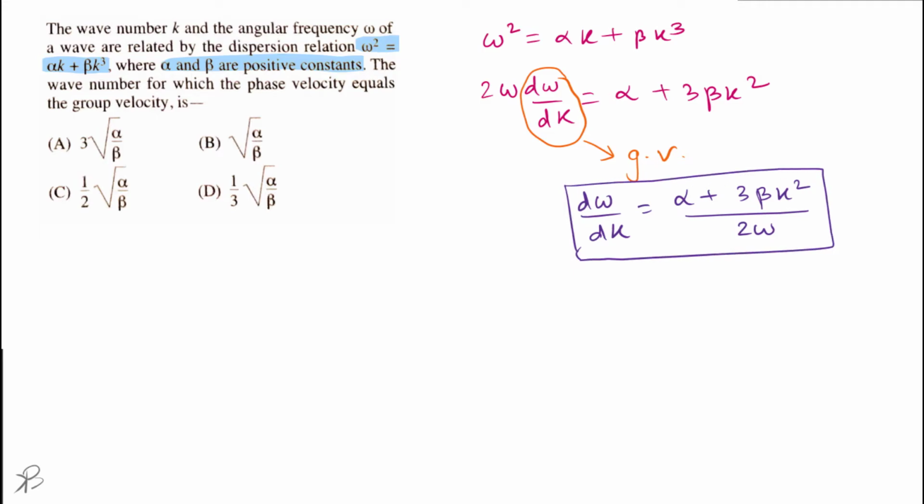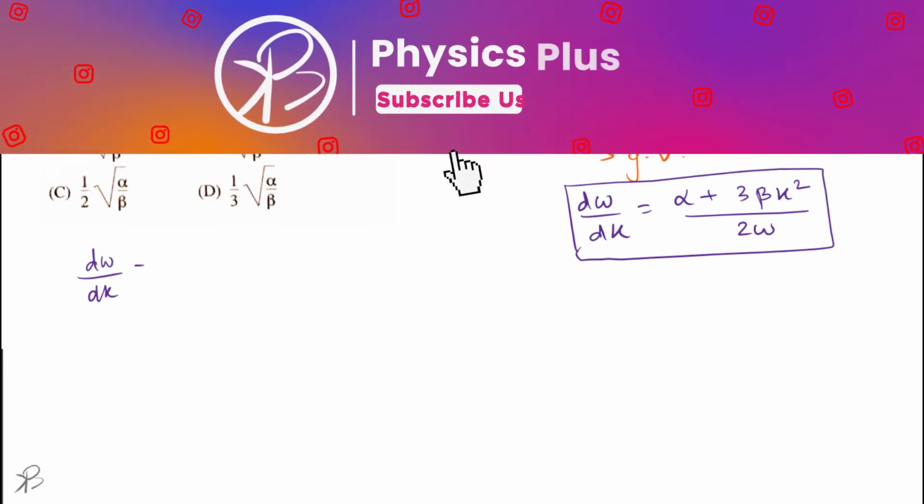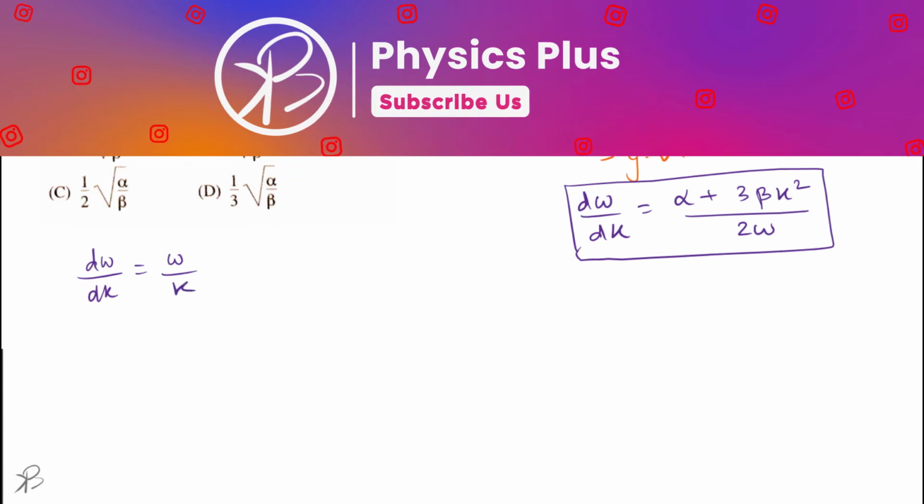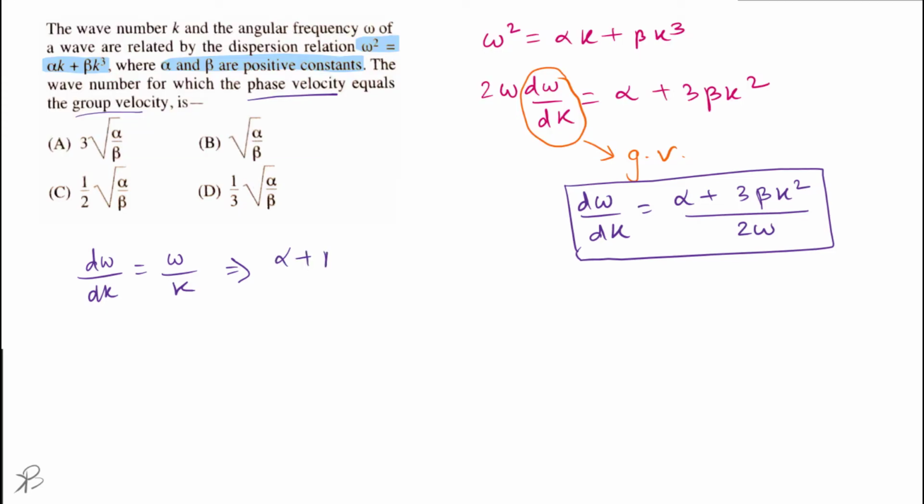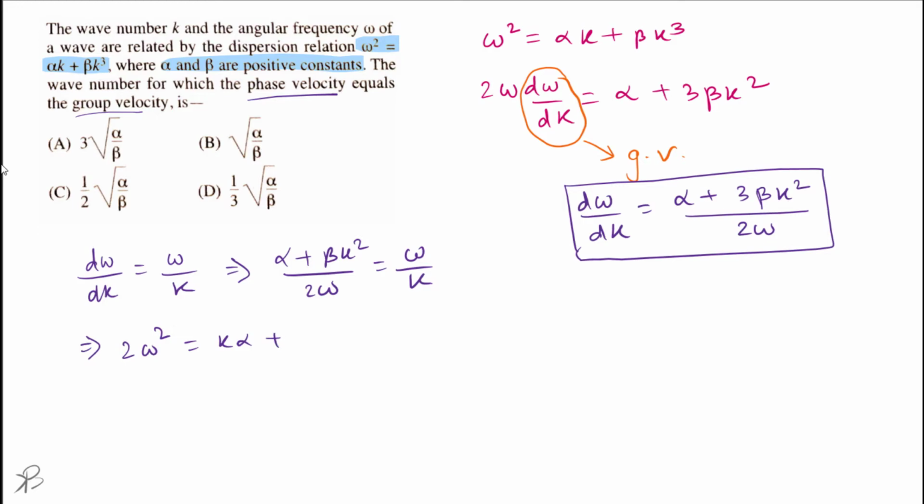Now in the question it is said that the group velocity is equal to the phase velocity. Then we can write d omega by dk is equal to omega by k, right? And if we substitute the value, we get alpha plus 3 beta k square by 2 omega is equal to omega by k. Now let us simplify. So this will be 2 omega square equal to k alpha plus 3 beta k cube.